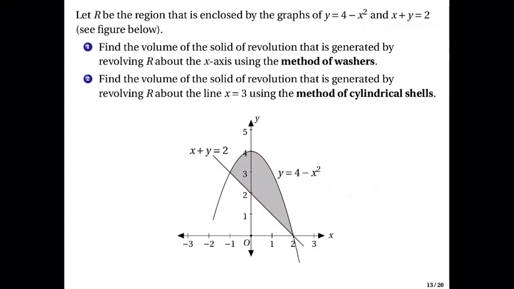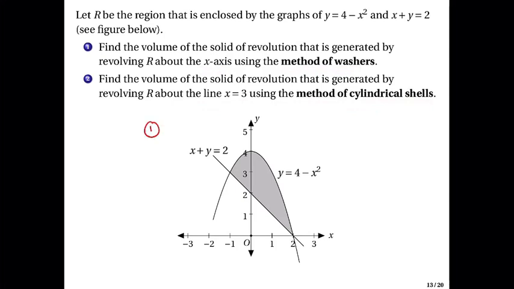So our problems are, first, find the volume of the solid of revolution that is generated by revolving R about the x-axis using the method of washers. And then for number 2, we want to find the volume of the solid of revolution that is generated by revolving R about the line x equals 3 and using the method of cylindrical shells. Okay? So let us do this. First, let us consider number 1.